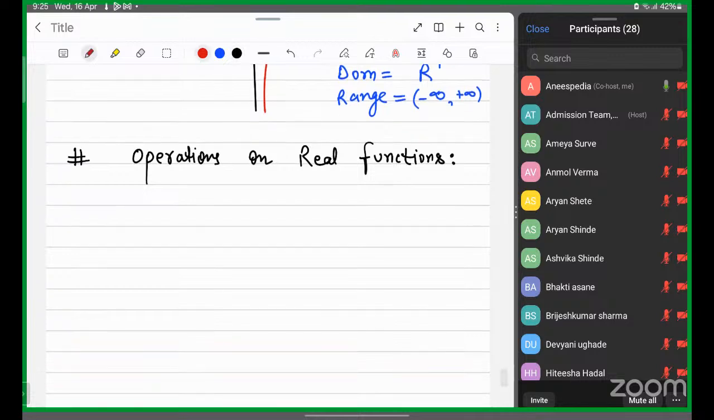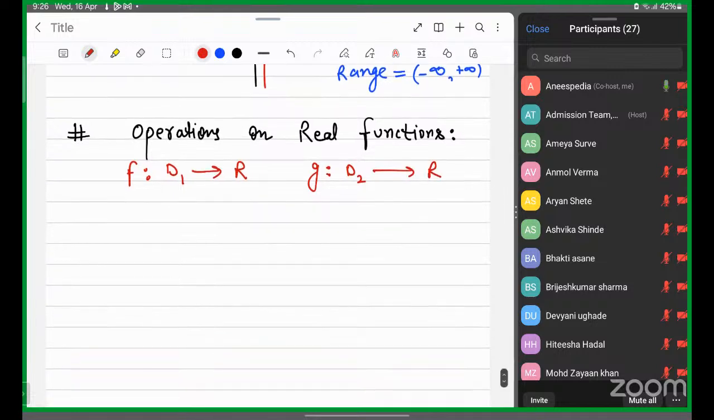In this case, let's say we have two functions f defined from set A to set B. So let's say I will write it as defined from D1 to R and g from D2 to R. And we want to add these functions, subtract and multiply. Remember that all the operations on these functions will be valid on the common domain of both functions f and g.